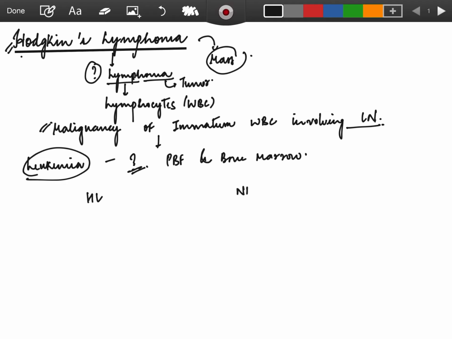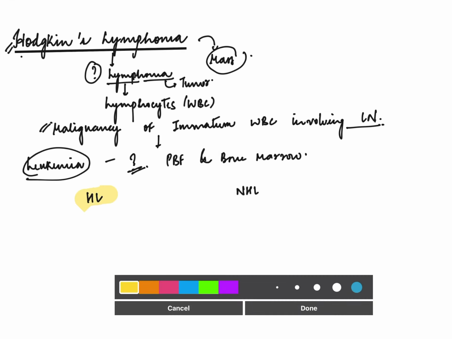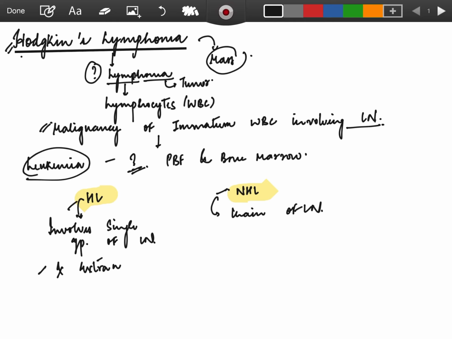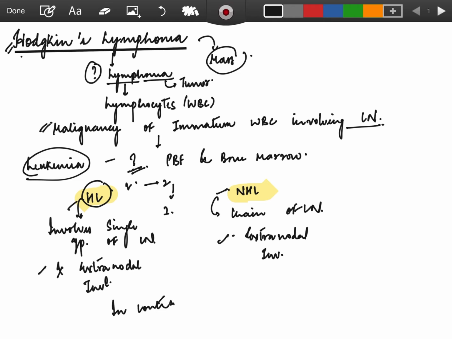So coming to the word Hodgkin, we have Hodgkin lymphoma and non-Hodgkin lymphoma. So what is the difference between Hodgkin and non-Hodgkin lymphoma? Hodgkin lymphoma involves a single group of lymph nodes, and non-Hodgkin involves a chain of lymph nodes. In Hodgkin lymphoma there is no extranodal involvement, but in non-Hodgkin lymphoma there is involvement of the extranodal tissues. And in Hodgkin lymphoma, it spreads by contiguity, that is in an orderly fashion.